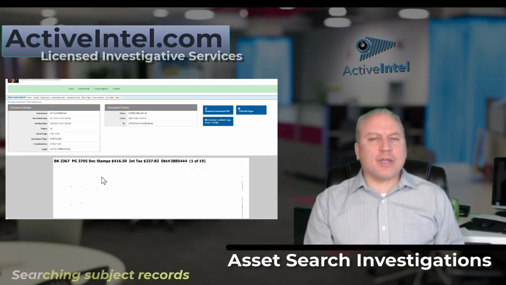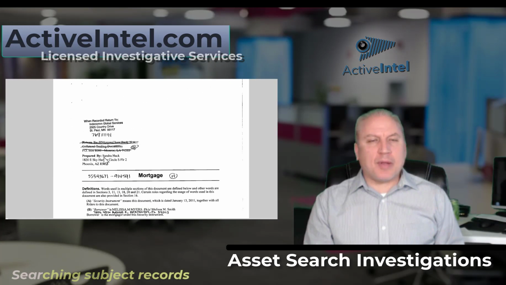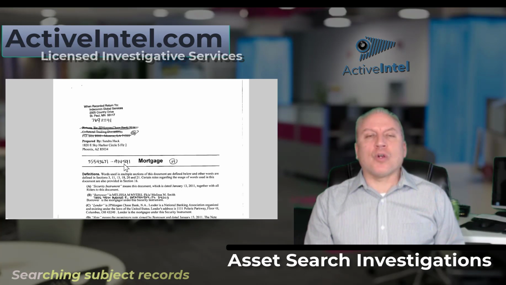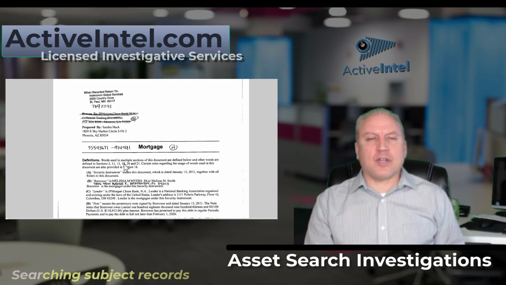Okay, here is a mortgage in Florida. It was prepared by an individual in Phoenix, Arizona. That individual may have some valuable information about your debtor. They may have a credit application, tax returns, or banking information. So always look at this prepared by block for potential asset information.